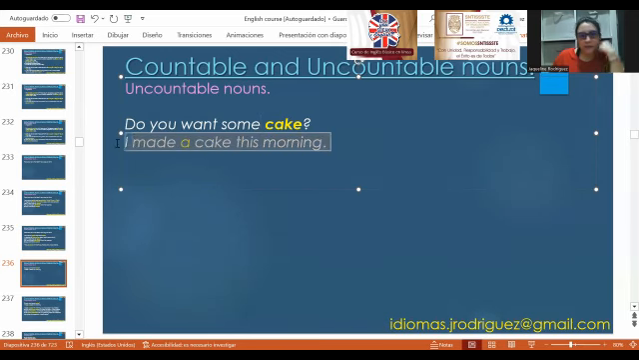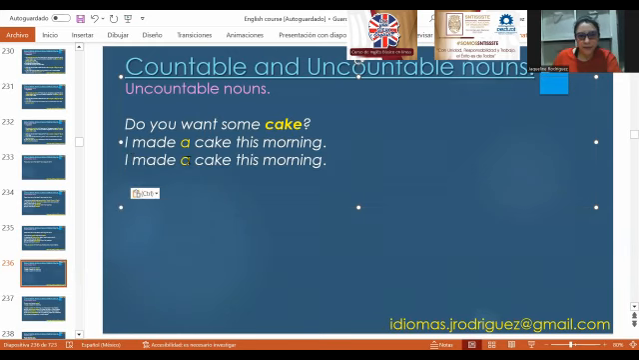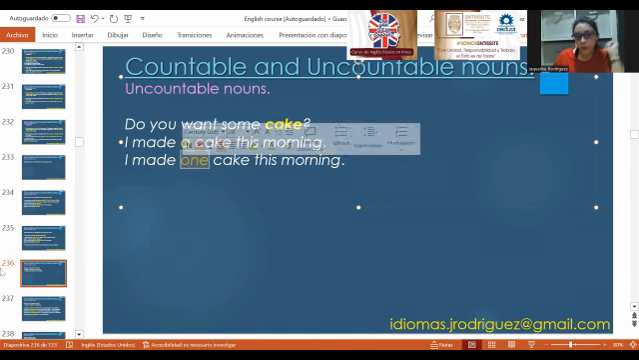But what happened if I'm making emphasis in the quantity? I made one cake this morning. Okay. ¿Cuál es la diferencia? Ambos significan que hice un pastel, ¿no? ¿Cómo utilizo a y cómo utilizo one? Bueno, a me estoy refiriendo que lo importante es el pastel, que hice un pastel. Y si digo one, lo importante de mi frase es que hice solo uno.